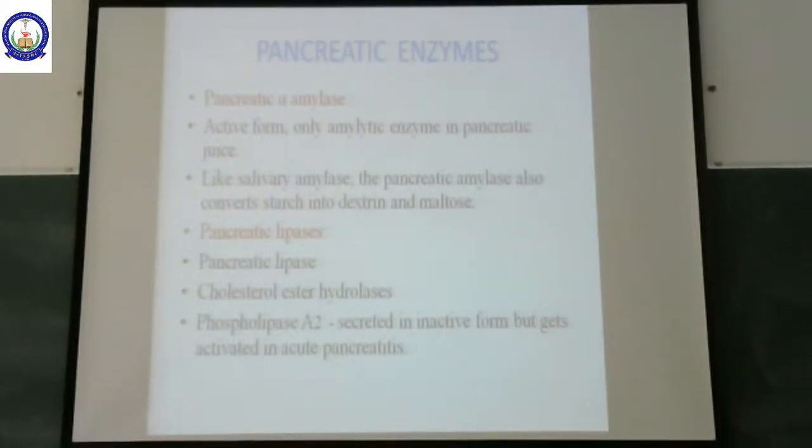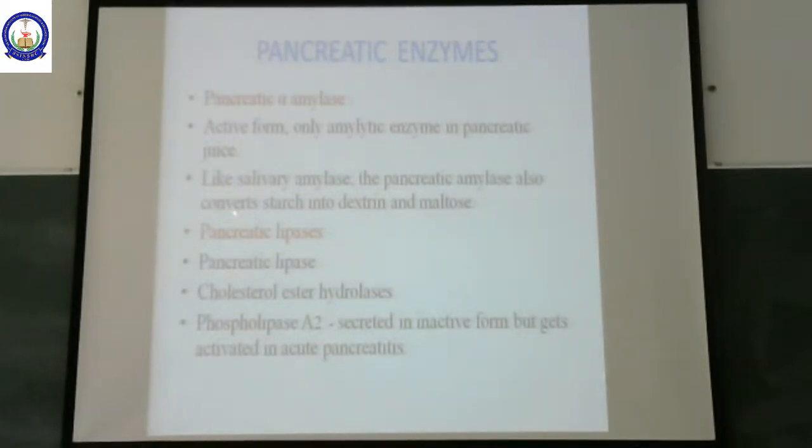That is, a bigger molecule of carbohydrate is broken down into two molecules: dextrin and maltose. Now, this is about the pancreatic alpha amylase. Then we have pancreatic lipases. Lipase means those enzymes which can break down the lipid substances, fat substances. We call them lipases.